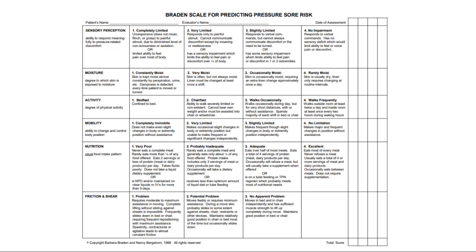They look something similar to this. You kind of go through each of the topics: sensory perception, texture of their skin, what's their activity level, what's their mobility level, nutrition level, that type of thing. So in this sense, the lower the number, the higher the risk the patient is for developing a skin issue, right? You can see these are very limited, they're bedfast, they're very poor, they've got problems, and over here they're excellent, they've got no limitations. So again, take a look at your facility and check.